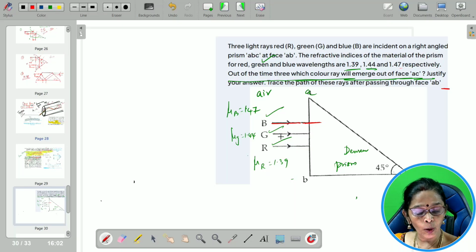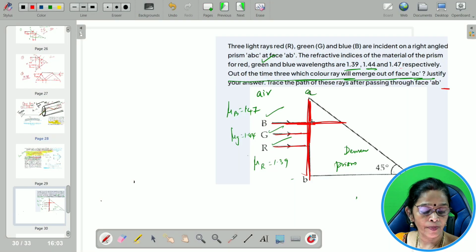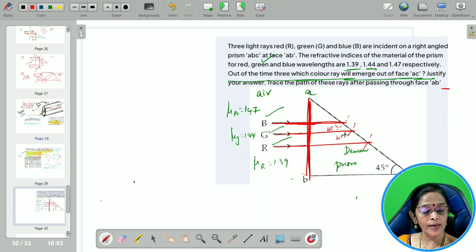Blue light, green light and red light fall normally on the face AB. Normally means perpendicular, along the normal. So they go straight, because along the normal the angle of incidence is 0. They go straight and strike the next surface at an angle of 45 degrees by symmetry. Because the angle here is 45 degrees, by symmetry it hits at an angle of 45 degrees.